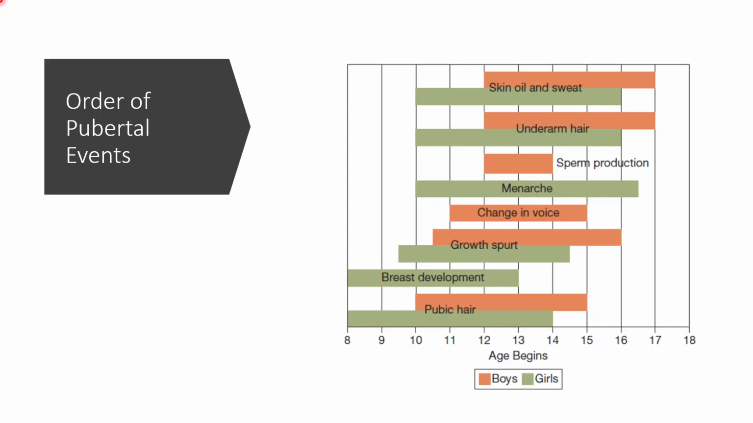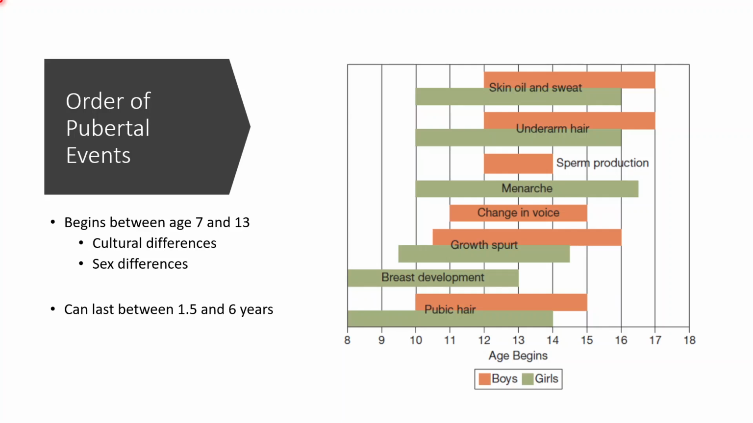The next thing I want to look at is the order of pubertal events. Like I mentioned, puberty actually starts much earlier, or around 2 years earlier than observable changes. This can begin anywhere between ages 7 and 13. This varies a lot by culture and, of course, by biological sex as well. Puberty can actually last anywhere between 1.5 years and 6 years, depending on the individual as well. And these trends tend to differ culture by culture.